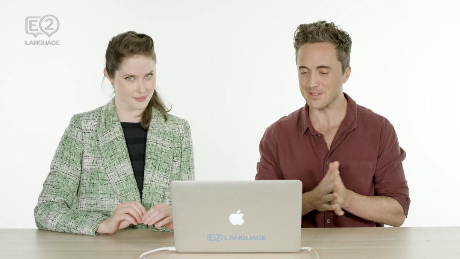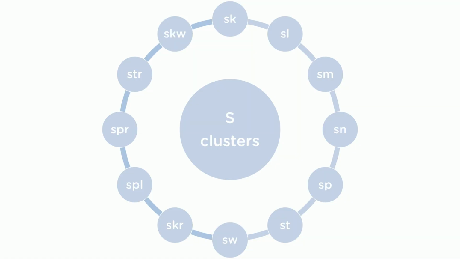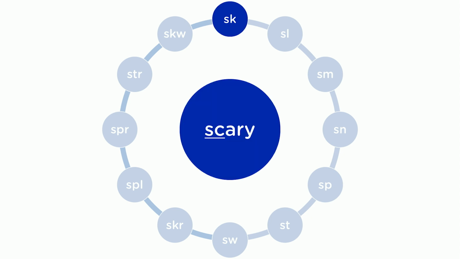All right, I like these consonant clusters. These look fun. What else have we got? Well, there are many consonant cluster groups. So we group them by the common sound within them all. So here we're looking at the S cluster group for initial clusters at the start of a word. So let's go through them. I'll take you through the different examples. So S and K combine to make sk, as in scary.